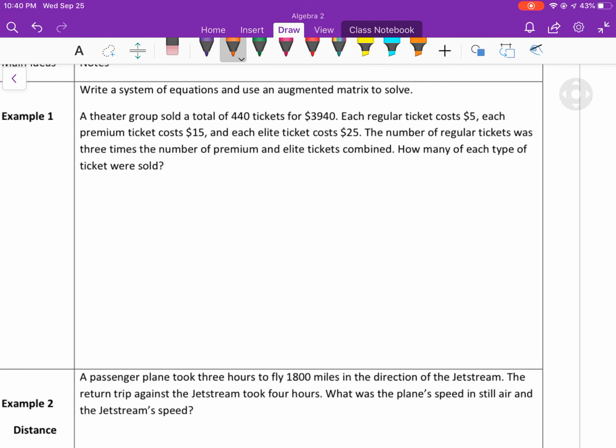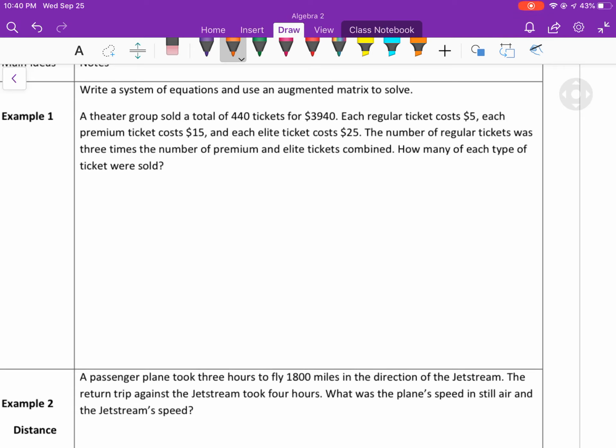So a theater group sold a total of 440 tickets for $3,940. Each regular ticket cost $5, each premium ticket cost $15, and each elite ticket cost $25. The number of regular tickets was 3 times the number of premium and elite tickets combined. How many of each type of tickets were sold?